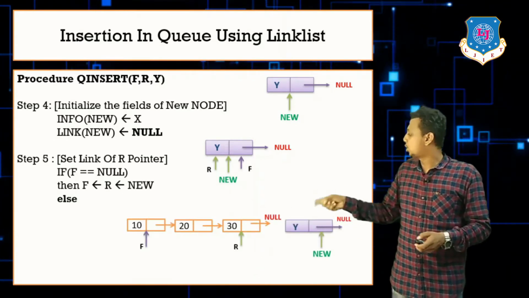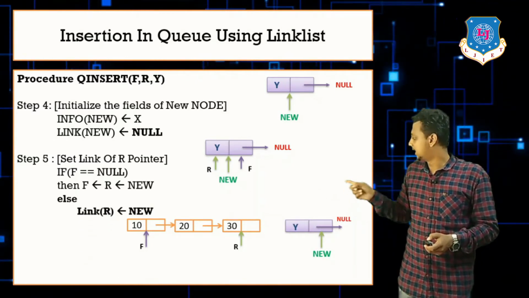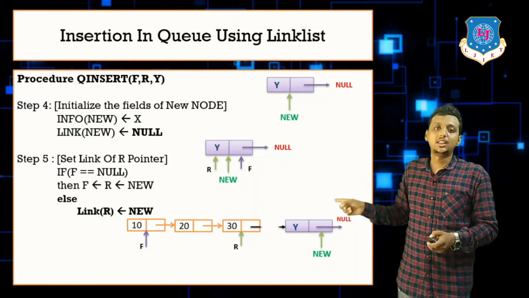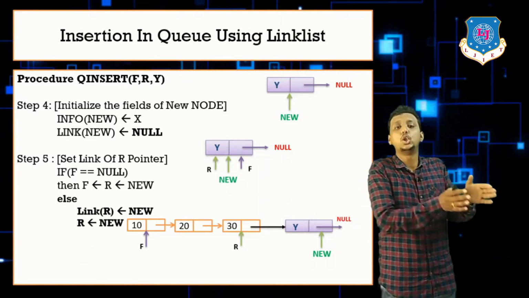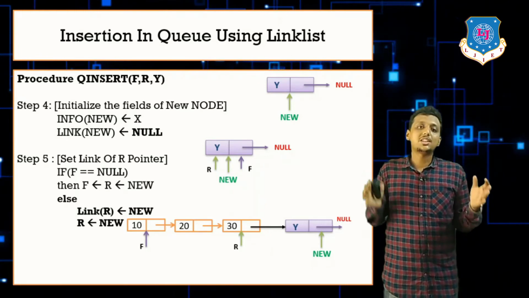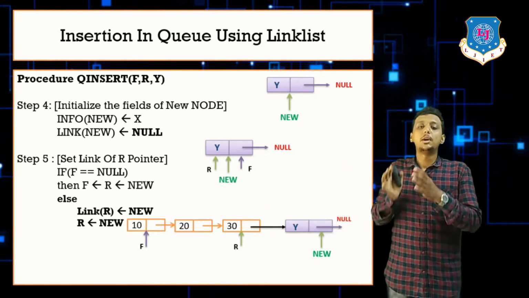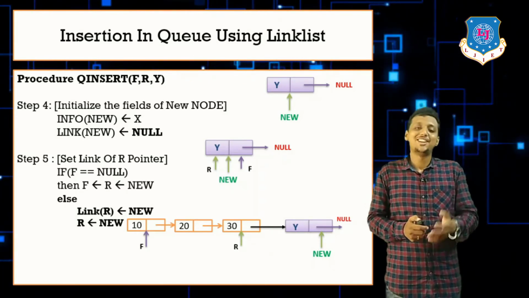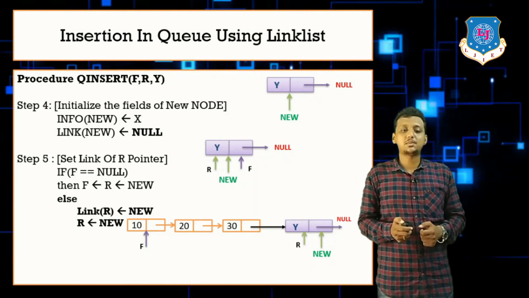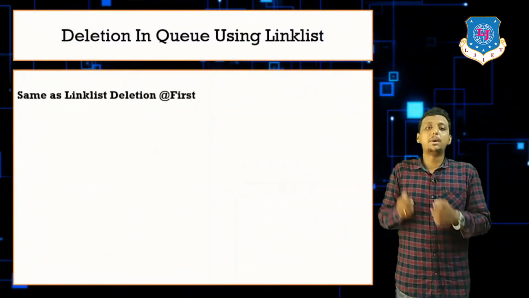Else, if the linked list exists, then you just need to take a very first step, that is, link of r needs to connect to new. So here it is, link of r is connected to new, and then r to new. Next step is r arrow new. Okay, so like this you can perform the insertion operation in a simple queue implemented by a linked list. Okay, so let's talk about the next program, that is deletion in simple queue.